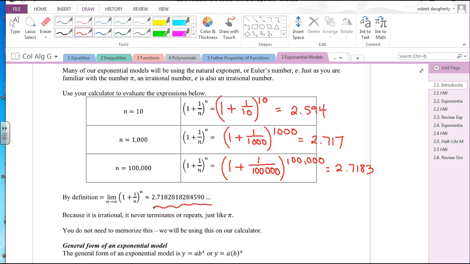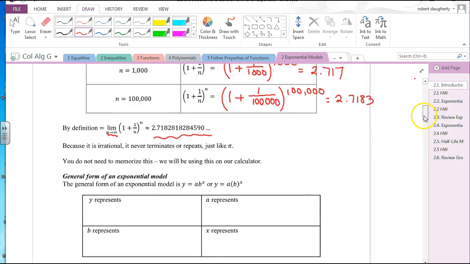So this number e that we've been working with and we will continue to work with is not a number that just came out of thin air. It's the limit as n gets to be a very large number of 1 plus 1 over n to the n, okay? That's just where this number comes from. So it's just a number like pi. It's irrational. It never repeats, never terminates.